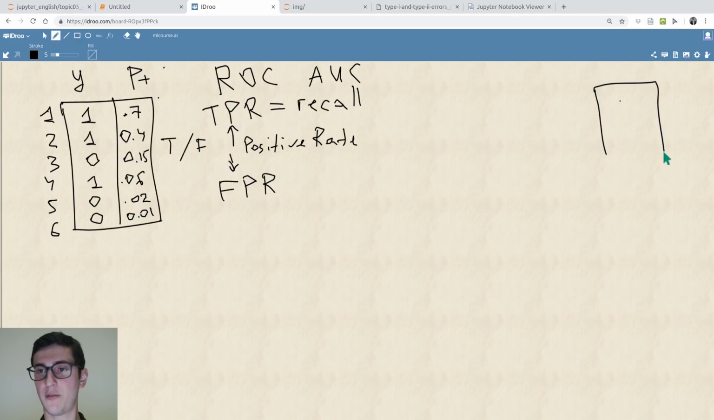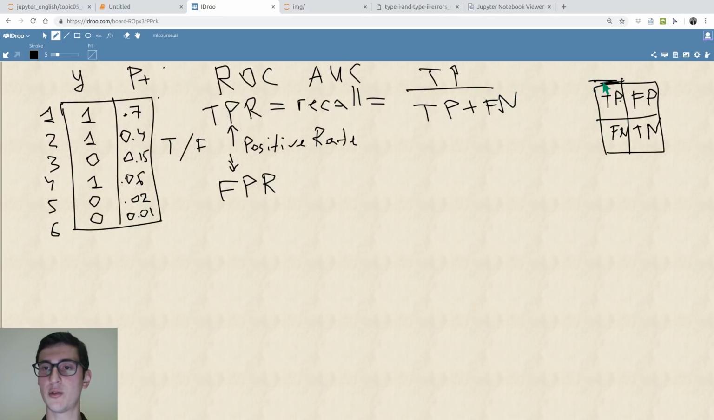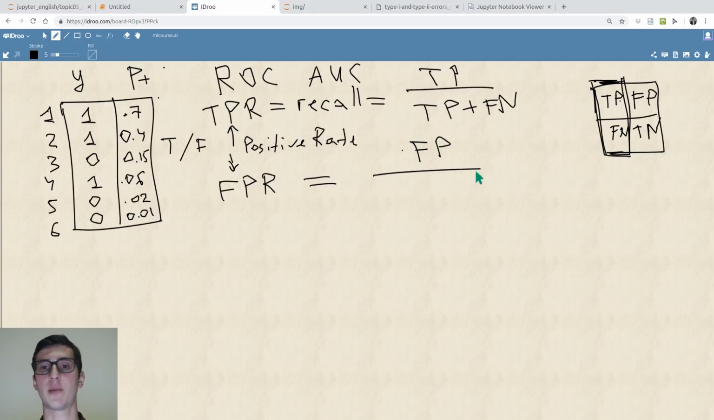Again, drawing the confusion matrix: true positive, true negative, false positive, false negative. So true positive rate is going to be the very same as recall, so we've seen a formula for that. True positive divided by true positive plus false negative. So we calculate recall based on truly positive examples in our dataset. And false positive rate is going to be a share of false positives among your truly negative examples. So it's calculated actually by the right column. False positive divided by false positive plus true negative.